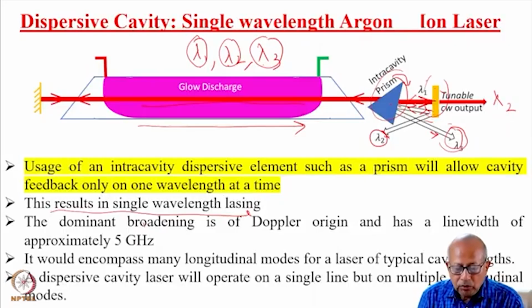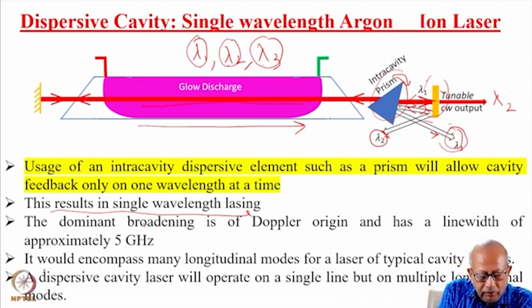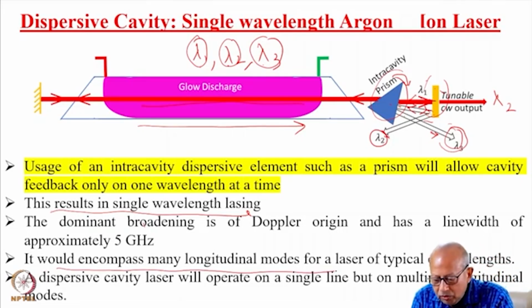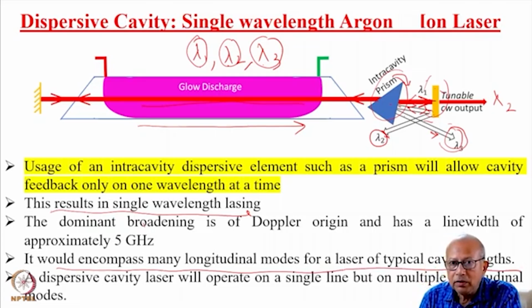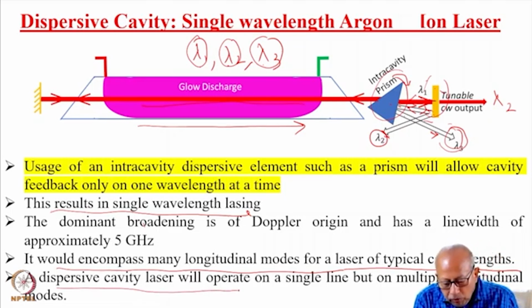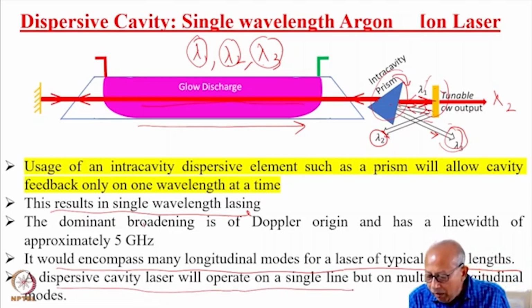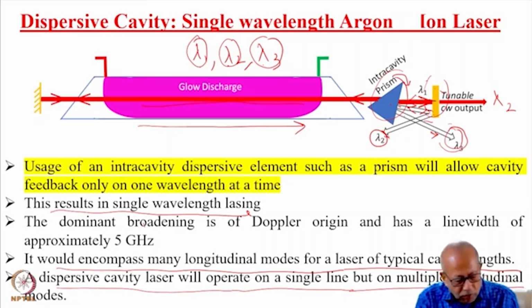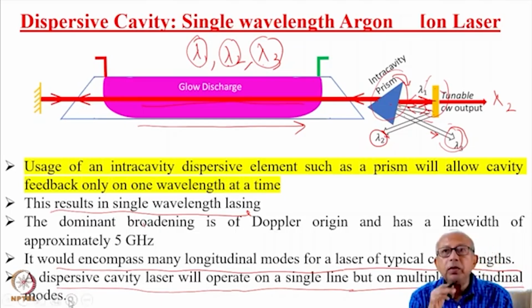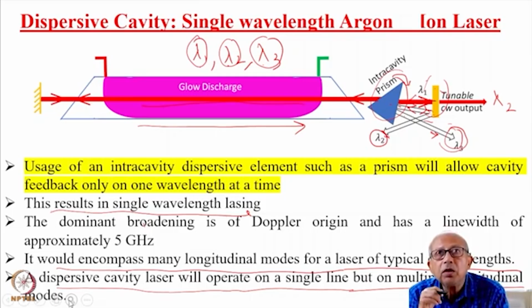Thus, we come to the conclusion that argon ion laser would actually encompass many longitudinal modes. For a laser of typical cavity length, it will of course be a multi-mode laser with very large emission width. And a dispersive cavity laser, although it will operate on a single line, will operate on multiple longitudinal modes. It would be very challenging to force the emission of argon ion laser into a single mode.